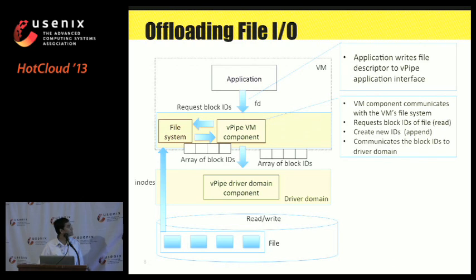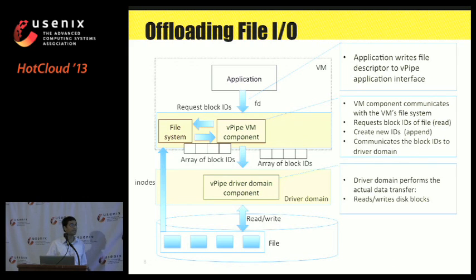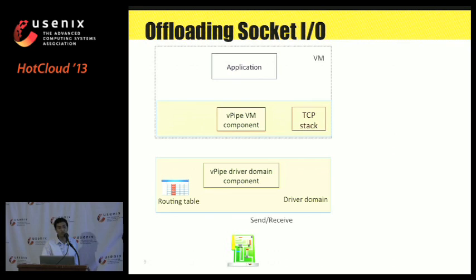Once we have these block IDs, it can just transfer them to the driver domain component using our channel. And because these are the physical block IDs, it can just use the standard read-write calls on the device to read and write files. And this is how we offload sockets or TCP connections to the driver domain in vPipe.